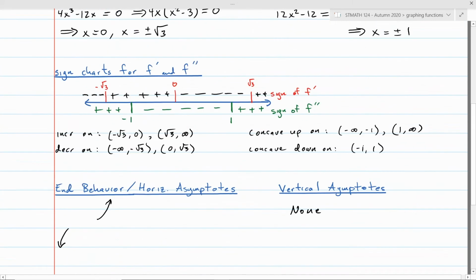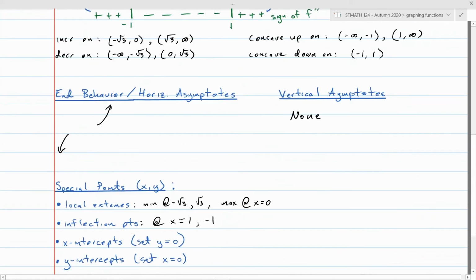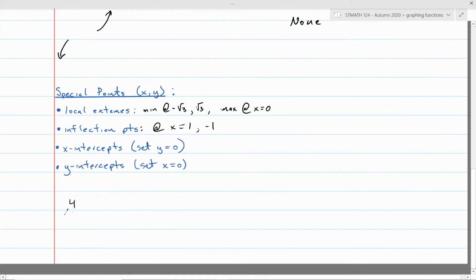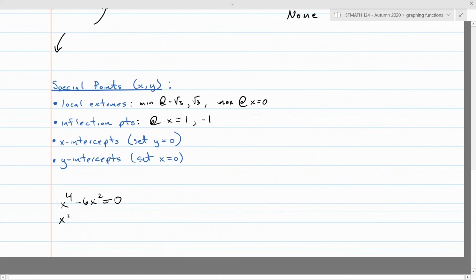X-intercepts, could we easily set that original function equal to 0 and solve for x? I don't know, let's see. Looks like it won't be too hard. x to the fourth minus 6x squared equal to 0. You factor out x squared, and then you'd have x squared minus 6 equals 0. So you're going to get x equals 0, and then x equals plus and minus the square root of 6. And the square root of 6 is a little more than 2, but not quite 3. And y-intercepts, if you plug x equals 0 into the original function, you get y equal to 0. So just the origin is the y-intercept.